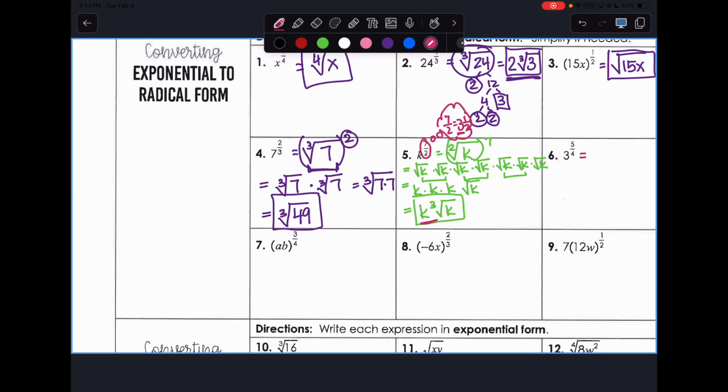Okay? 5 to the 4th power. How many whole ones can I make with 5 quarters? I have 5 quarters. How many dollars can I make? 1. So I'm going to put the 3 on the outside. And then the 4th root of 3, there's going to be only 1 of them.